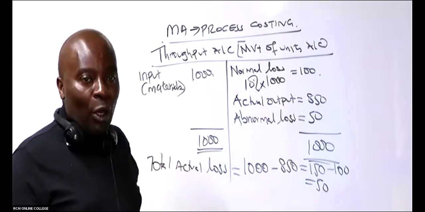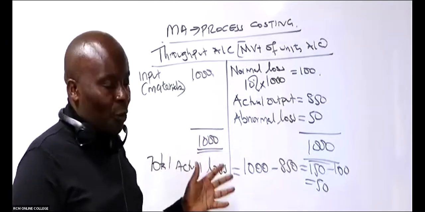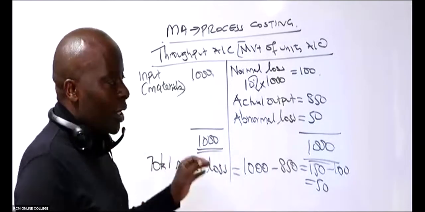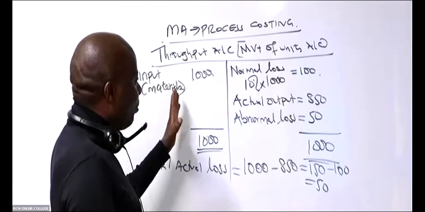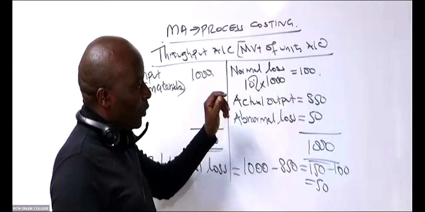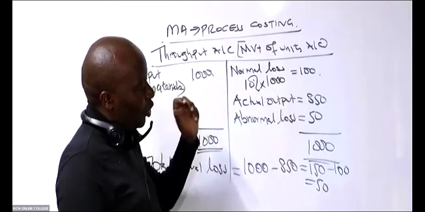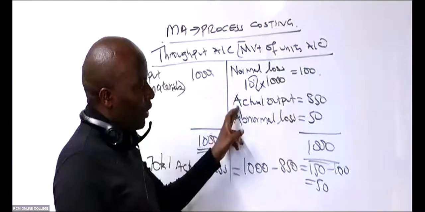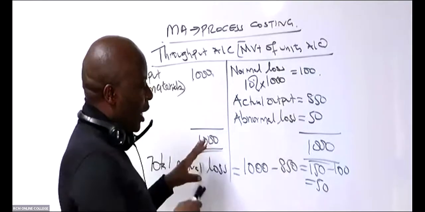For us, it's all about balancing the throughput account. The moment I've put in the input, I account for the entire input. So I have normal loss, which has been given as 10% of the input, 100. They have given me actual output of 850, and we balance.